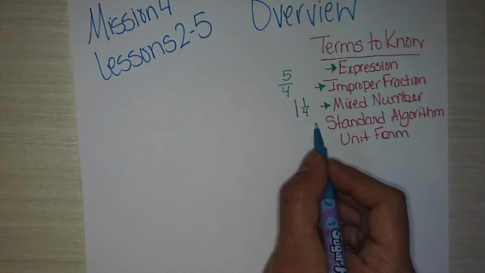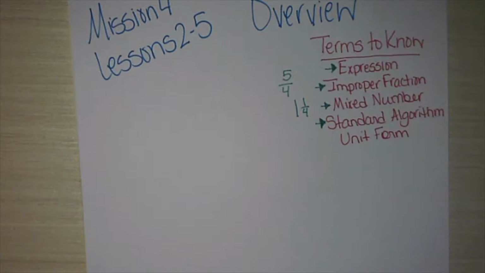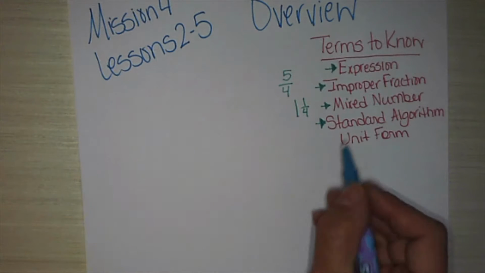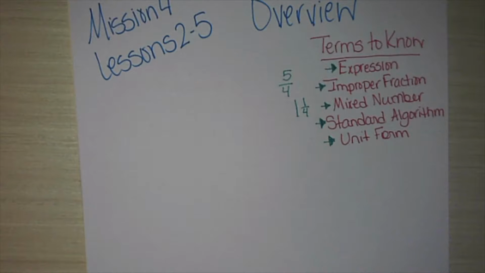Let's talk about standard algorithm. This is also another word that we've been using. This is the standard step-by-step procedure to solve any problem. So long division is a standard algorithm. And our last word is unit form. Unit form is a number expressed in terms of its units.